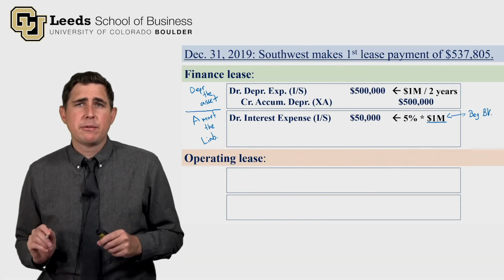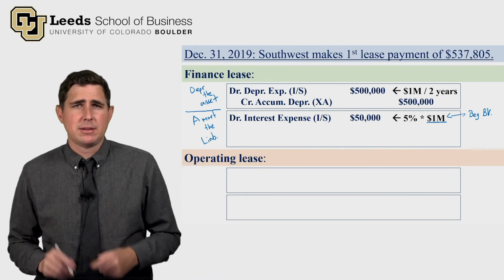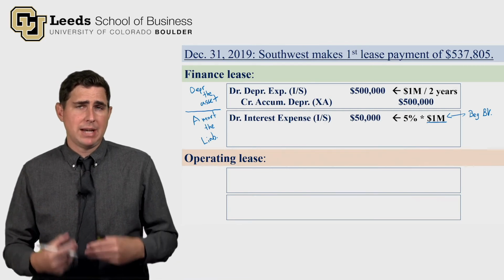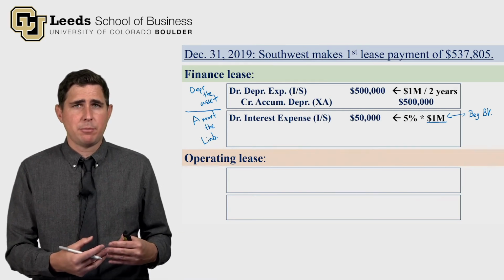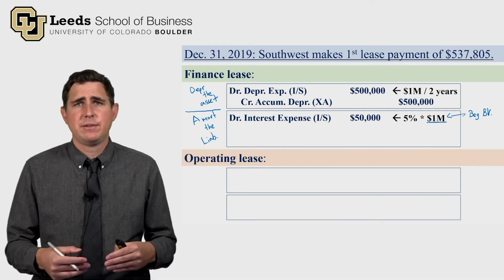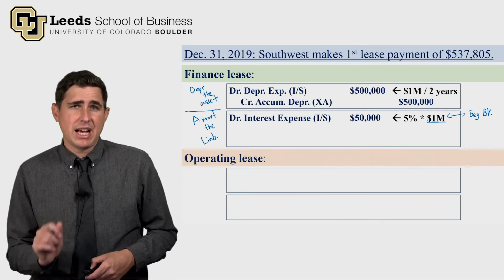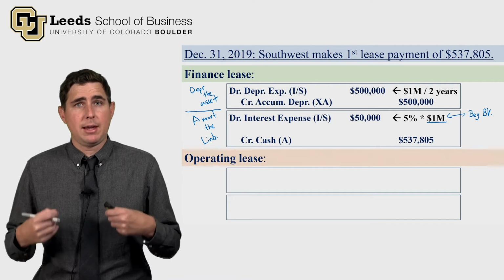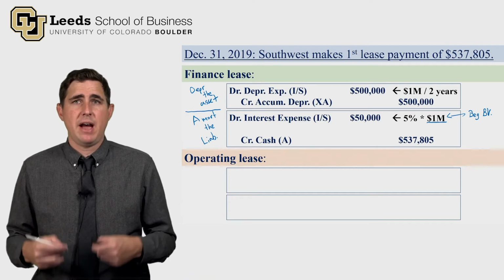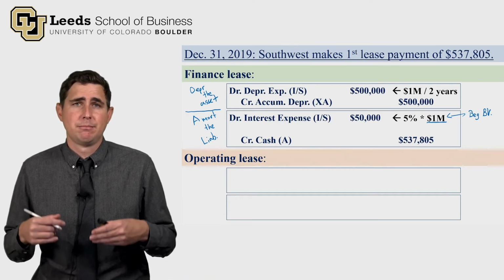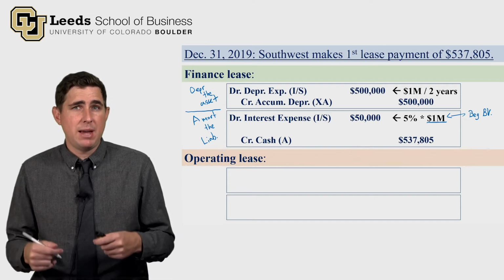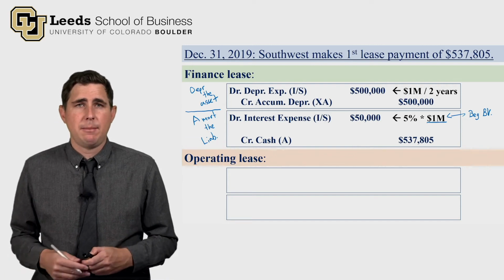It's the beginning book value of the liability balance. So beginning book value times the effective interest rate in the lease of 5%. Interest expense is $50,000. The next part of this entry is paying cash. Remember, we're making that $537,000 interest payment, lease payment. So we credit cash for that amount.